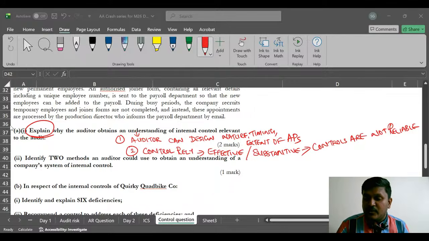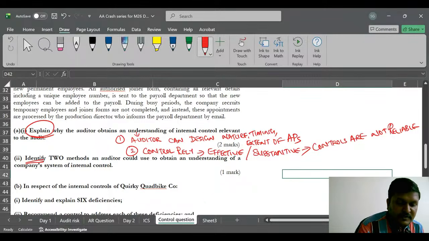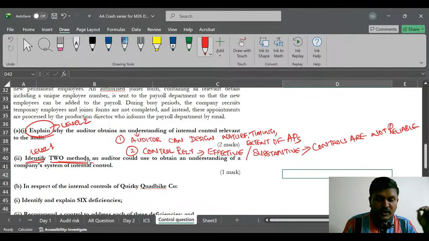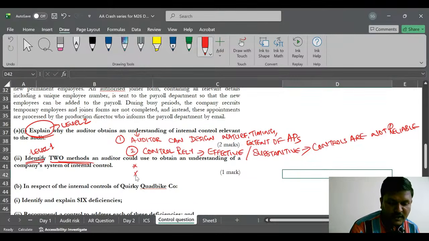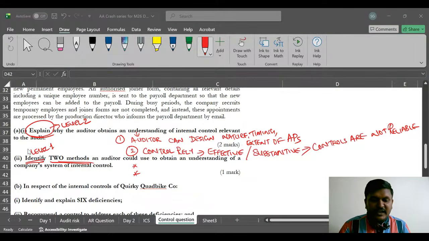Now the next thing is coming over here. What is the next thing coming over here? Identify. Question verb, very much a level 1 question verb. Explain is a level 2 question verb. Level 1 question verb is identifying 2 methods. You don't have to explain how this can be used in detail. Bullet points are also fine over here. So anyone can suggest the 2 methods in which you can obtain an understanding of the company's system of internal control.